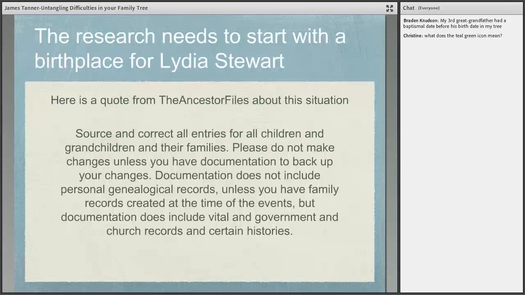Documentation does not include personal genealogical records unless you have family records created at the time of the events, but documentation does include vital and government and church records and certain histories. Okay, this is sort of her general statement on what to rely on, what we need to know about.